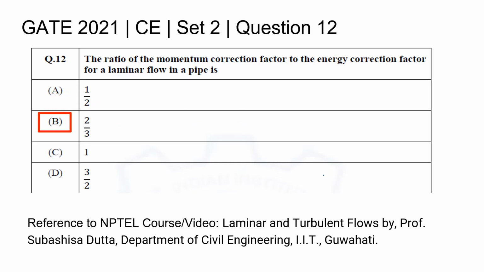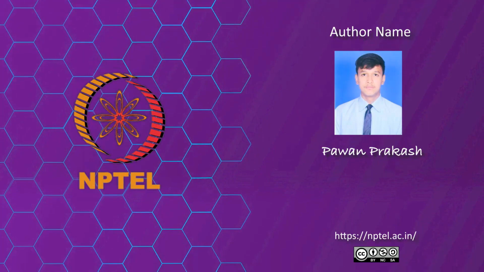So the ratio of momentum correction factor to the energy correction factor for a laminar flow in a pipe is 2 by 3. Reference to the relevant NPTEL courses or video has been cited.